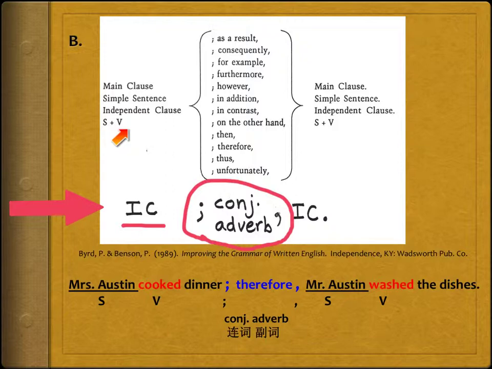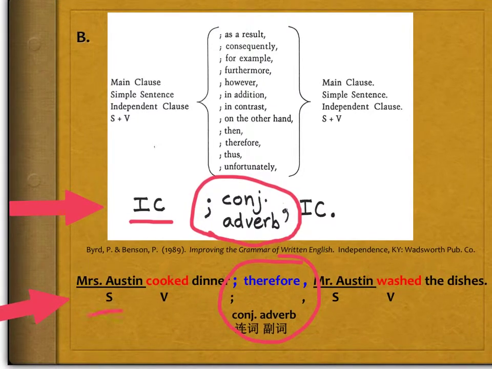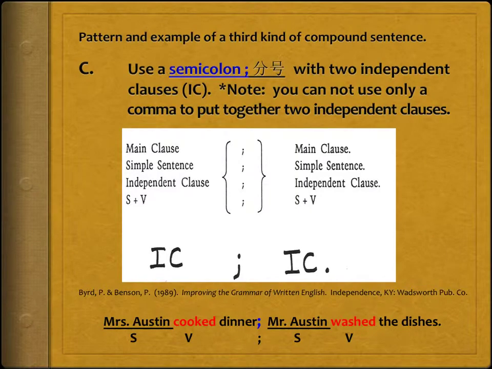Here's the example at the bottom. Mrs. Austin cooked dinner. Here's the glue putting this together. Semicolon, therefore, comma, Mr. Austin washed the dishes. The first independent clause, Mrs. Austin cooked dinner. The second independent clause, Mr. Austin washed the dishes. Move on to the third pattern.